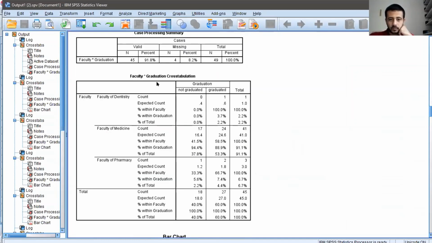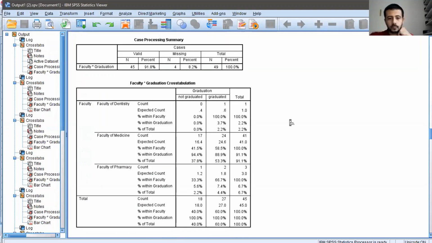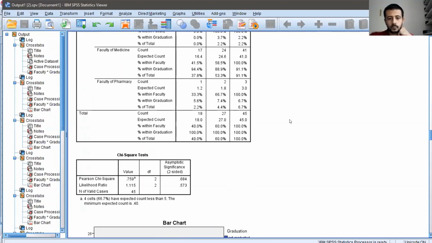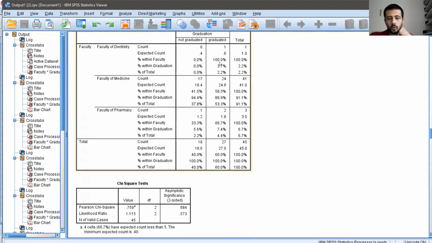Here we have all the percentages available. But we do not usually use all of them. We just use the percentage within the row. Here we have all of the structure that is available. We have 2 columns, 3 rows. Can we have a Fisher exact test in here? We can't. But we have the chi-square test.